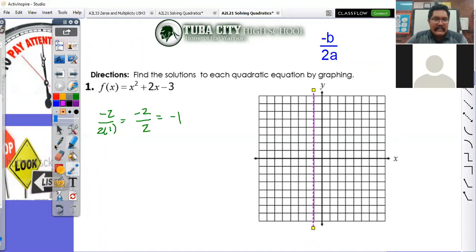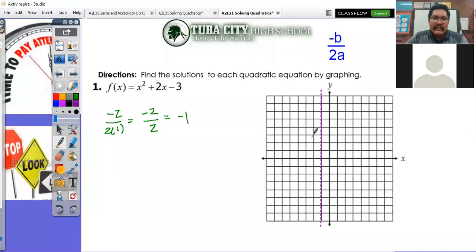but I need to know where the vertex is. So axis of symmetry means I know it's going to be the same on both sides, but I need to know where the graph begins, where I can begin drawing the graph. So to do that, we're going to plug in negative 1 into our original equation. So I'm going to just write the original equation, but remove x and replace it with negative 1.